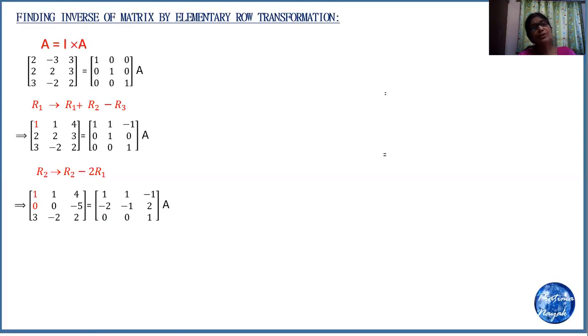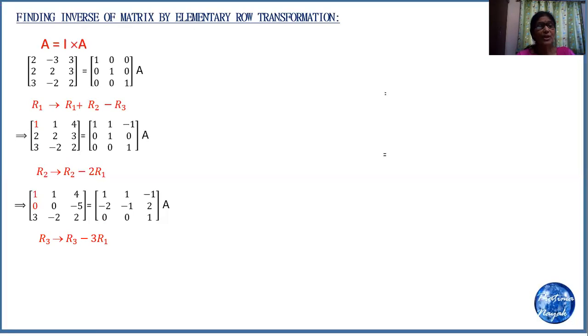You can pause the video, write the operation yourself, and verify the result at each step. Next, we got 1, 0, and the next element will be changed to 3 because we are dropping down. So 3 will be converted to 0 again. What I'll do is multiply R1 with 3 and subtract from R3. So R3 is R3 minus 3 R1.